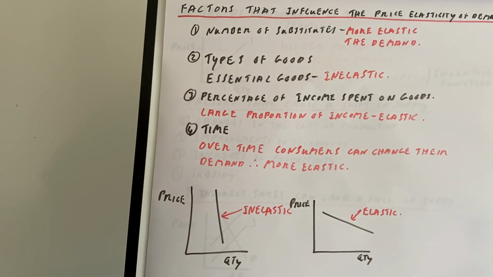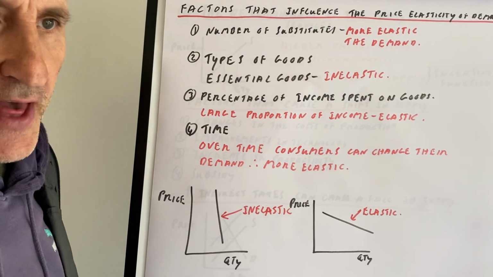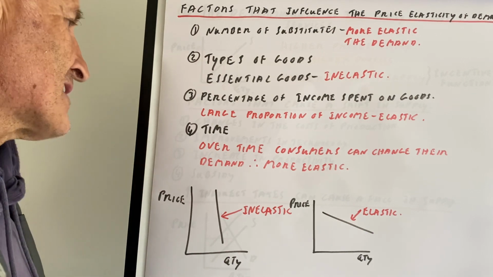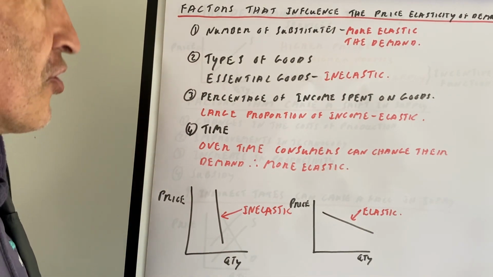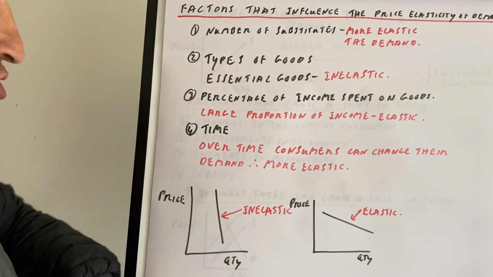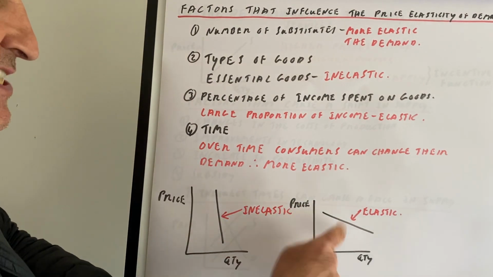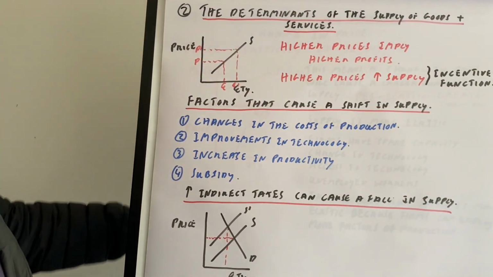Finally, factors that influence the price elasticity of demand: number of substitutes, loads of substitutes, high price elasticity of demand. Types of goods: if they are essential goods, they have an inelastic demand. Percentage of income spent on the good: if you spend lots of money on a good, it's more likely to be elastic. And over time, people will have time to change their buying habits. Inelastic, elastic. Think of those diagrams on there.